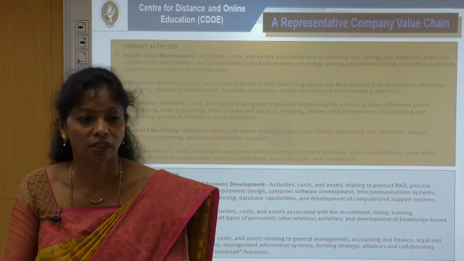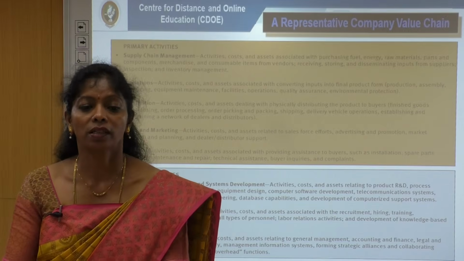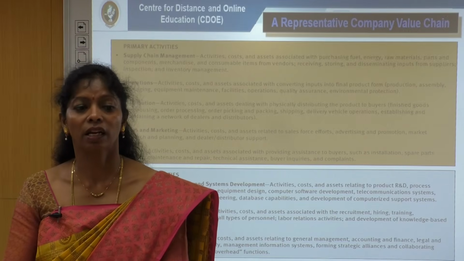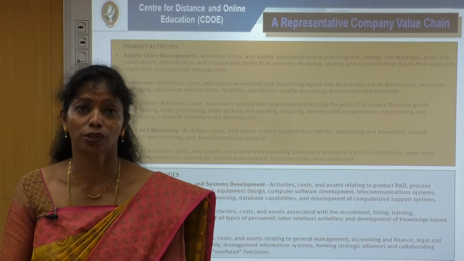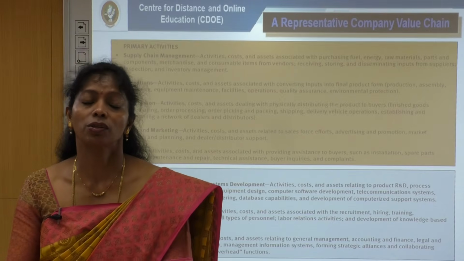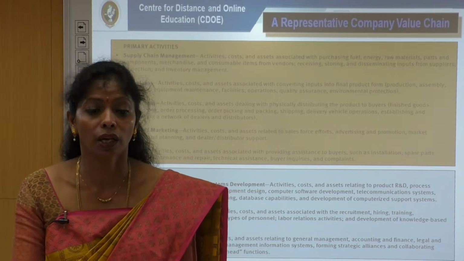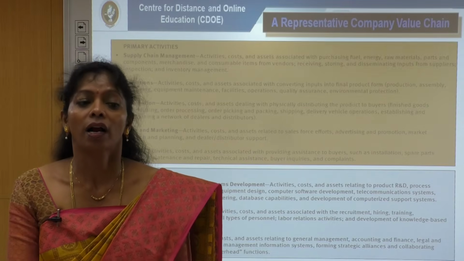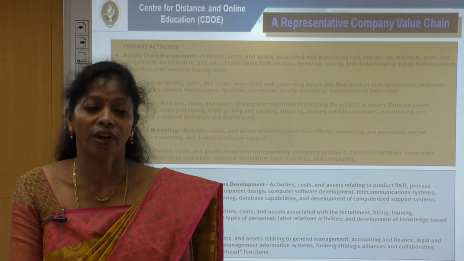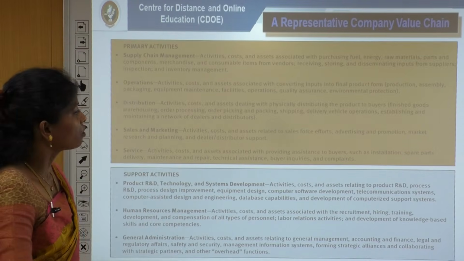Development of knowledge-based skills and core competencies. General administration, when you talk about asset related accounting and finance, legal regulatory affairs, safety and security. I spoke about management of information systems. Today data is money, so safety and security of the data or information is very, very essential for the organization. Forming strategic alliances, collaborating, and trying to maintain other overhead functions has to be taken care of. So this was a representation of a value chain analysis.